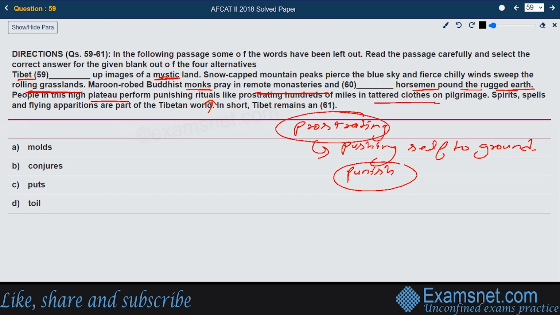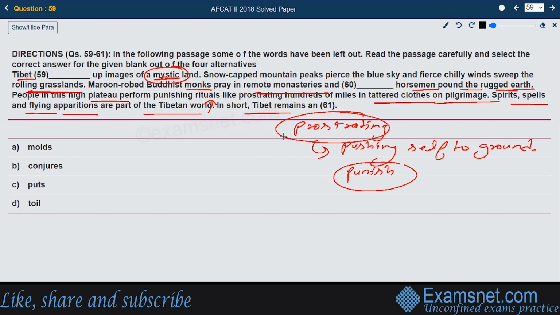Hundreds of miles in tattered clothes on pilgrimage. Spirits, spells, and flying apparitions are part of the Tibetan world. In short, Tibet remains dash. Okay, let us fill the first gap. Tibet dash up images of a mystic land. The word is mystic, so the answer should be related to mystic.